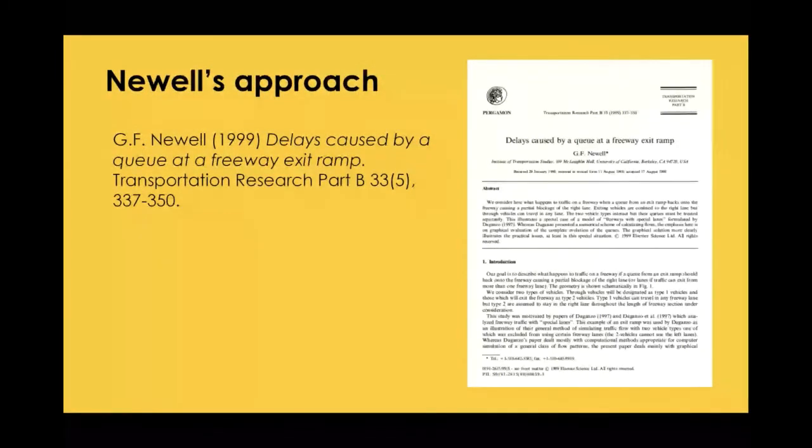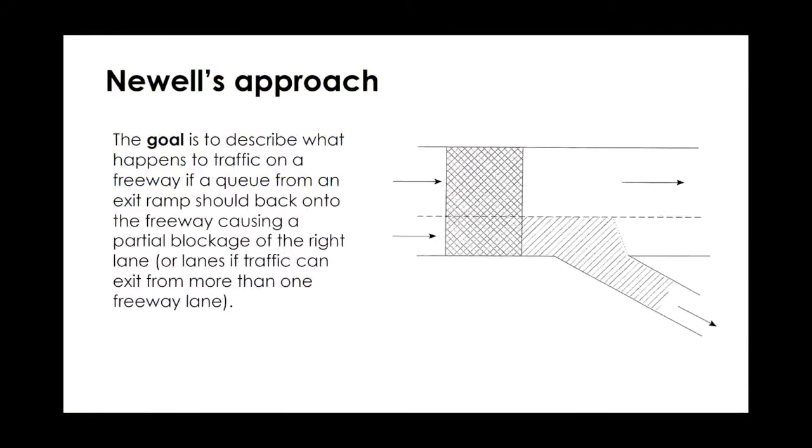There is this paper from 1999 by Gordon Newell, which is again a very famous scientist in traffic engineering, on analyzing some of the delays caused at exit ramps or off-ramps. It is totally based on arrival and departure curves or cumulative plots. So I encourage you to have a look at the paper. You can find it online or download it through the UNSW library if you wish. But I briefly describe the method here so you know what kind of methods exist to analyze diverge sections.